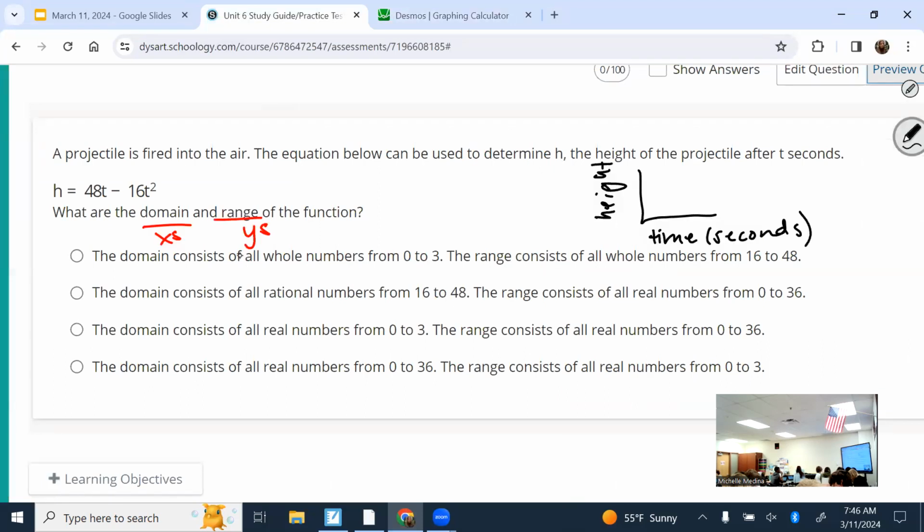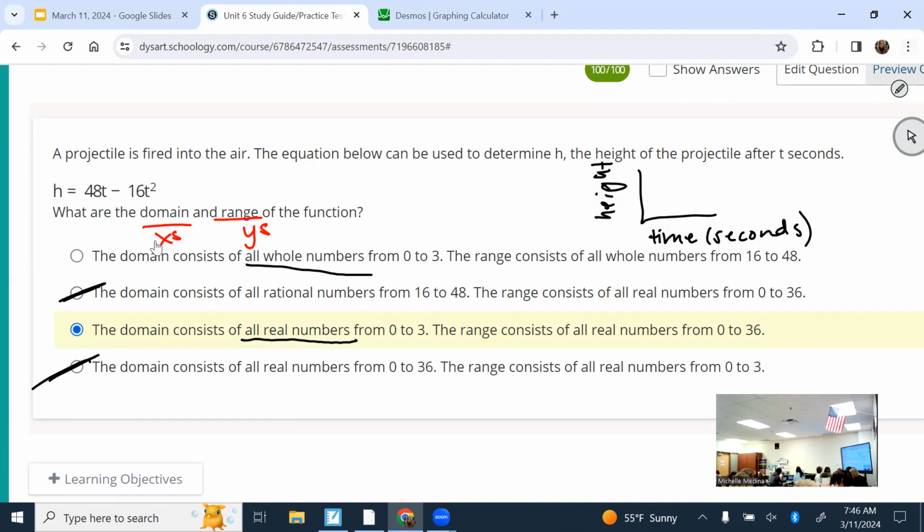So that narrows me down to 2 options. We're gonna cross out the ones that have the wrong intervals for the domain. And even these 2 options, one of them says all whole numbers from 0 to 3, and the other one says all real numbers from 0 to 3. If we're allowed to have decimals for the seconds, then which one does it have to be? All real numbers from 0 to 3. So that excludes the negatives when we say from 0 to 3, but it allows the decimals. So already I know my answer just based off of the domain.